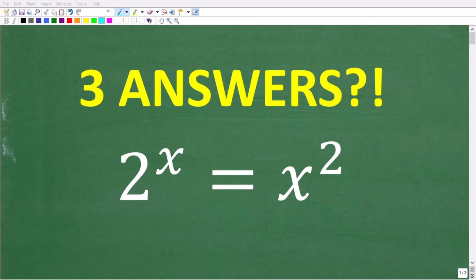If you actually understand basic algebra, you should be able to solve this equation at least partially. Alright, so let's take a look at the problem. We have 2 to the x power is equal to x squared.